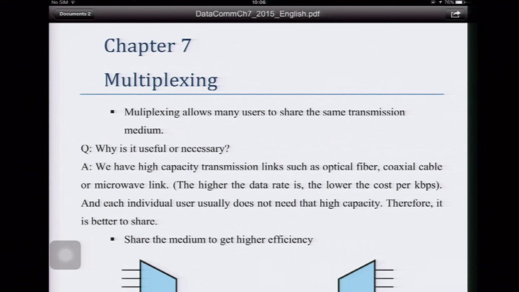So if you allow other users to send together in the same transmission medium, you can share the cost of the transmission, and it will be cheaper. Suppose you use copper wire or twisted pair and you send by yourself, and then you change to coaxial cable, and let's say 100 friends want to send together. Instead of using one copper wire for each user, you have one coaxial cable for 100 users. So you can share the cost of the coaxial cable, and it will be cheaper for everyone.